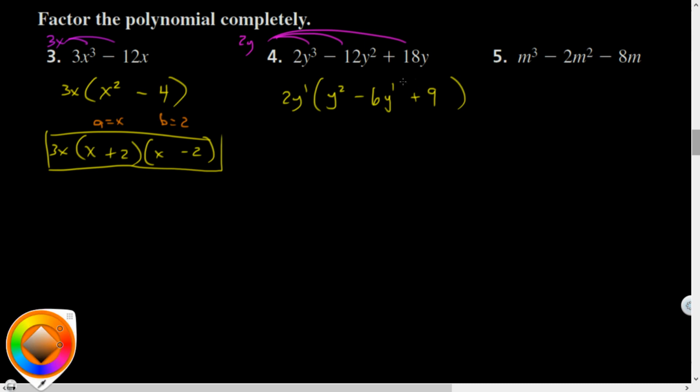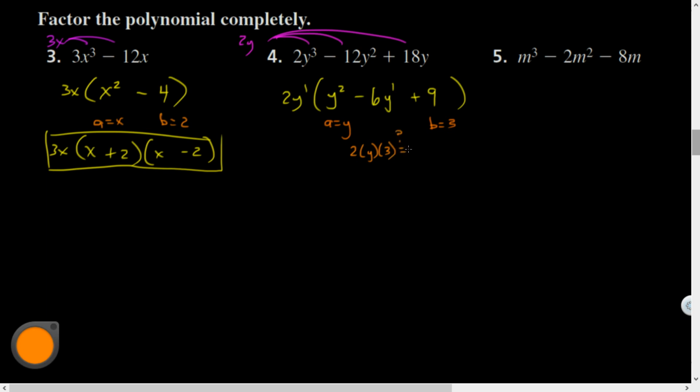Okay, so now as far as this on the inside, I could find the factors of 9 that add to 6, and I'd actually be able to get an answer. But wait a minute, notice these are perfect squares. Where a would have been y, and b would have been 3, right? And I'm going to have 2y times... Oh, wait. Oh, I can't use it yet. Sorry. I've got to check that middle term. Is 2 times y times 3 equal to 6y? And 2 times 3 is 6. And then, yeah, it worked out. So I can use a pattern. That's going to be way easier.